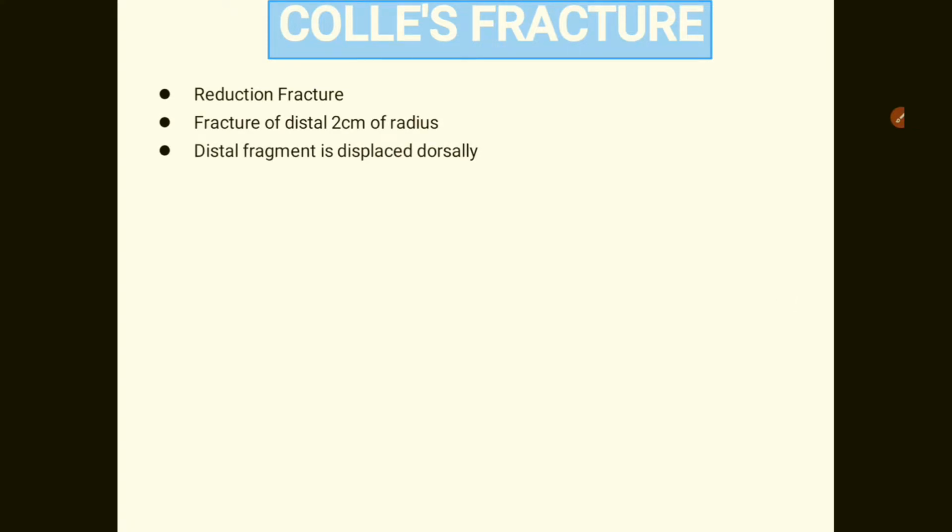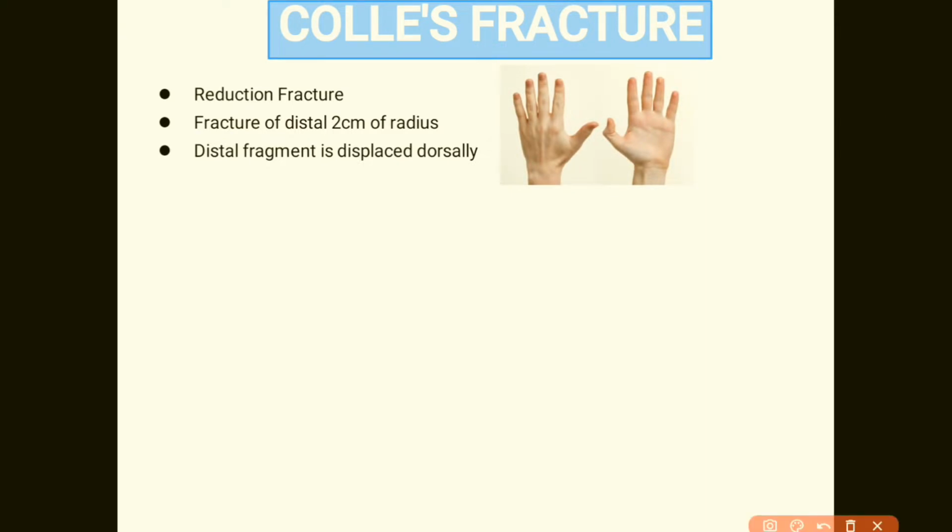So what is Colles fracture? It is a reduction fracture of the distal end of radius. In this type of fracture, the distal fragment is displaced dorsally. If it is displaced palmally, then it will be a Smith fracture, and in case of Colles fracture, the distal fragment of the radius will be displaced dorsally. Okay, so here we have two surfaces of the hand. First one is the palmar surface and that one is the dorsal surface.